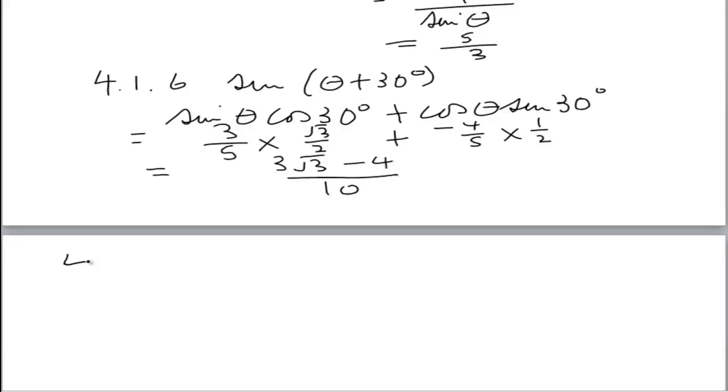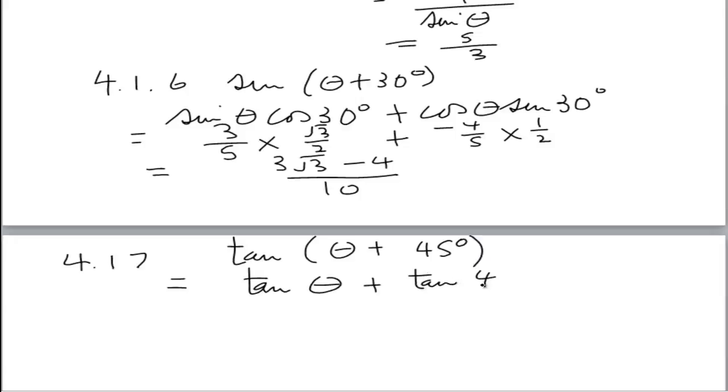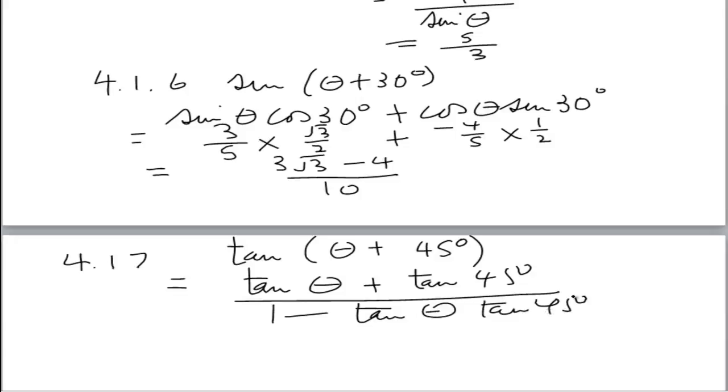And then we've got 4.1.7, which says tan of theta plus 45 degrees. We know that is tan of theta plus tan of 45 all over 1 minus tan theta tan 45. And that is minus 3 over 4 plus 1 all over 1 minus, minus 3 over 4 times 1, which becomes plus 3 over 4, and when you simplify that you will get 1 over 7.